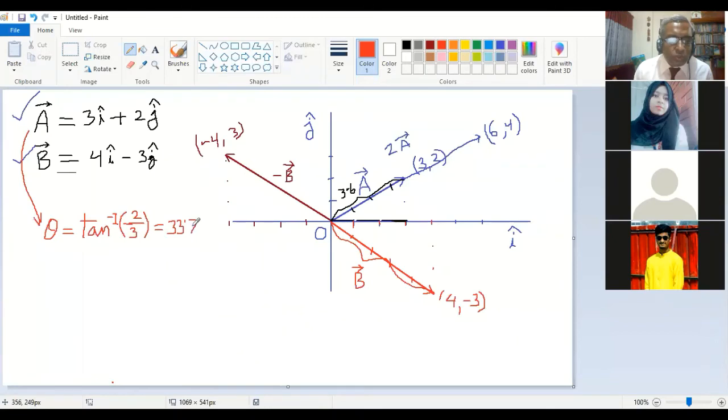Yes. So it will be 33.7 degree almost. So what is the 33.7 degree in our graph? The degree is this one. This one is the degree, that is 33.7 degree, which is the angle for vector A with the horizontal line.